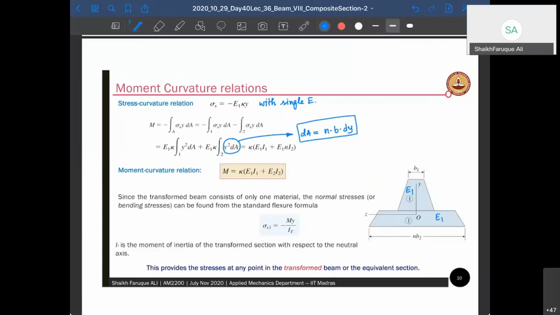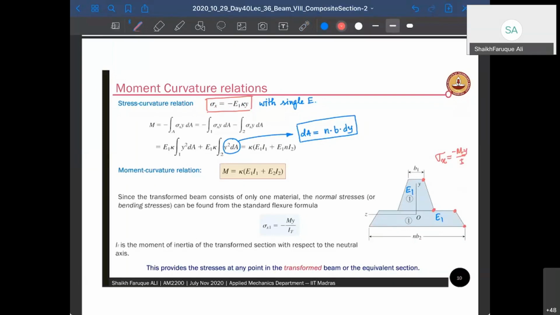Its stresses will be given by this relation. Sigma x equal to E1 into kappa into y, because it's a single material. And therefore you can find all the stresses at all points here, here, here, here. Okay, you can find it. You know sigma x is equal to M y by I. There is a minus sign to take care of compression on the top and tension in the bottom.